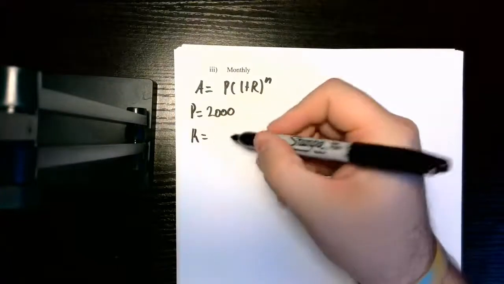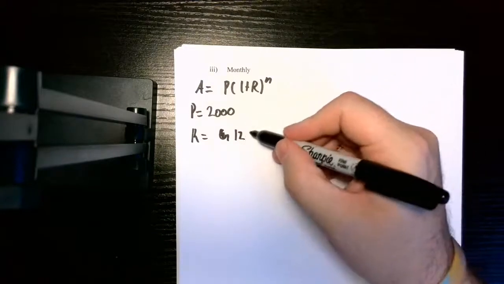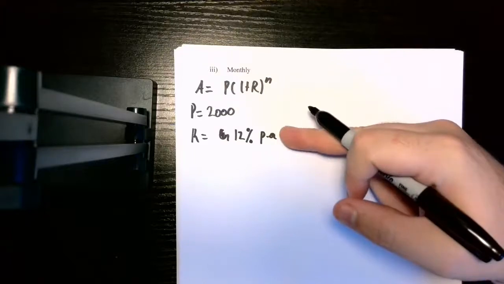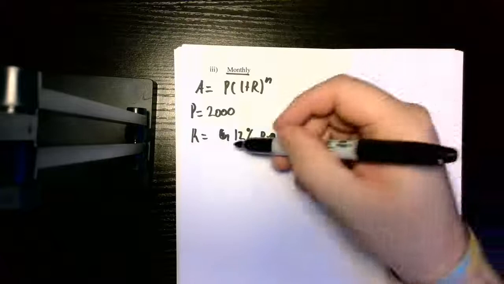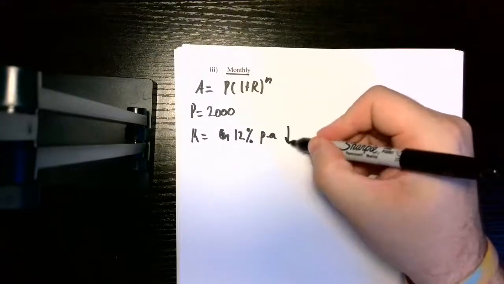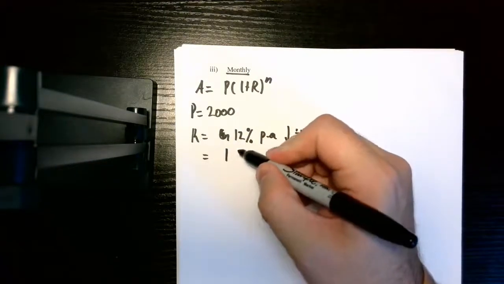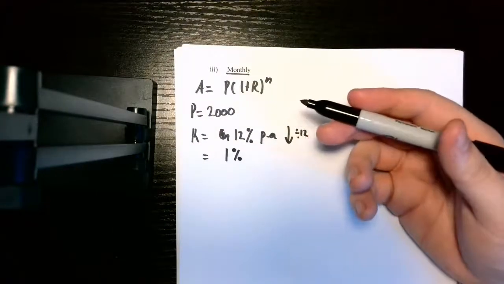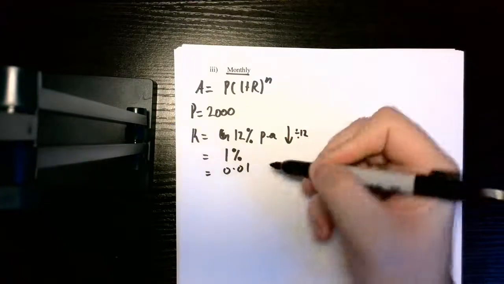Our interest rate is 12% per annum. Now remember, this needs to be broken up across each month because we're compounding monthly. So if this is 12% per annum, I'm going to decrease it by a factor of 12 to break it up into each month, right? So that means I end up with 1%. 12 divided by 12 will give me 1% per month. Writing that as a decimal, I end up with 0.01.